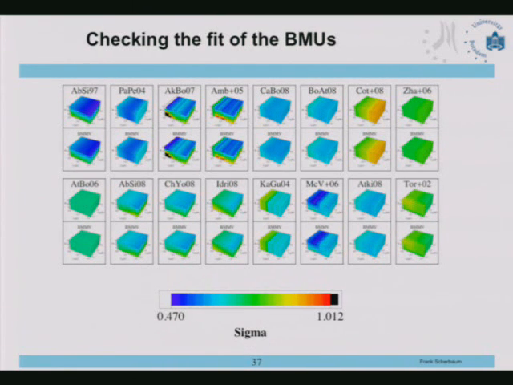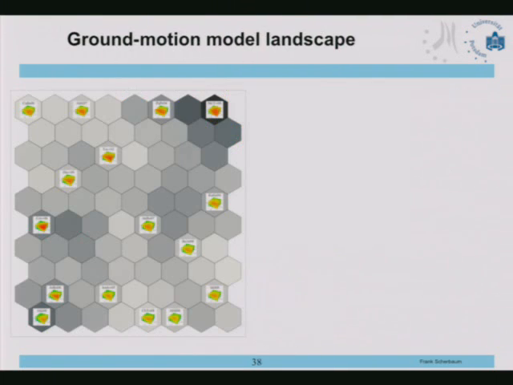So now we can actually project the distances between those model representation vectors, between the ground motion models as represented by the model representation vectors, on the SOM. And this is now the resulting landscape. This is called the U matrix. It's a very popular way of plotting SOMs.